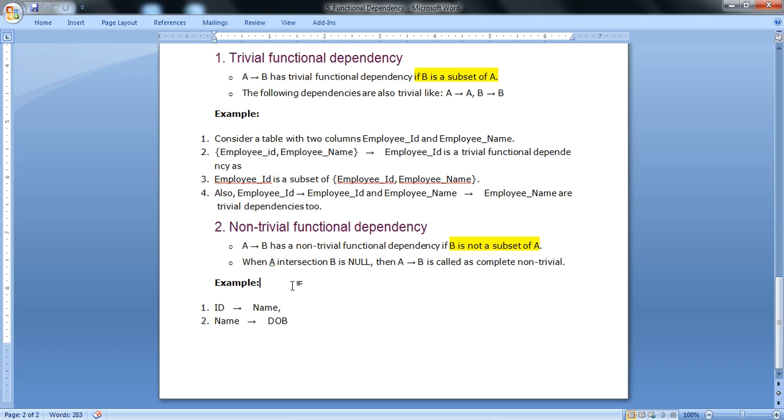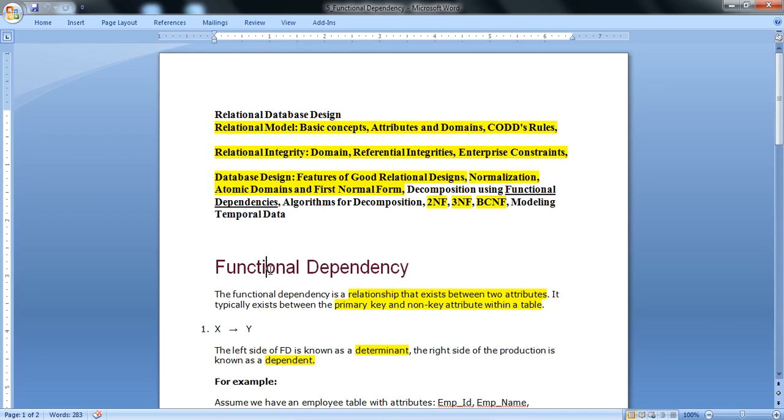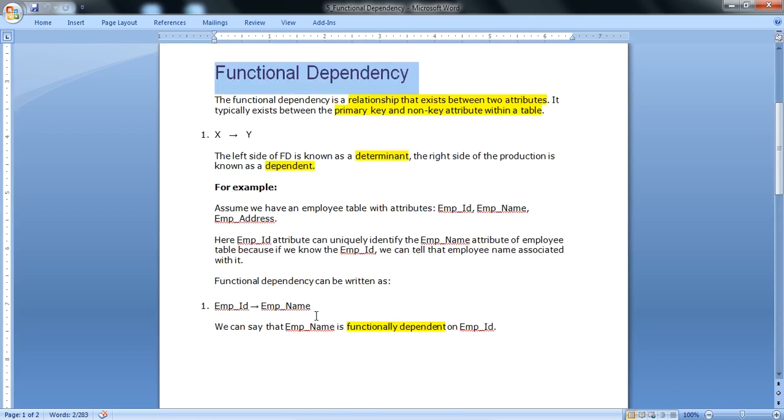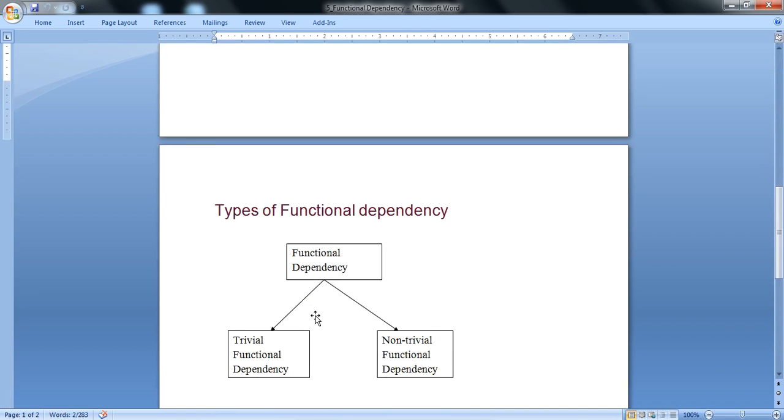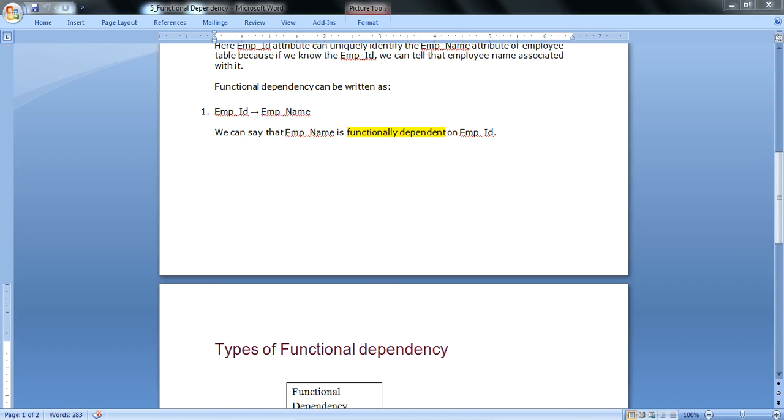These are concepts that are very important at the time of normalization, when we apply the different normalization rules like 1NF, 2NF, 3NF or BCNF. Okay, this is simply the explanation of functional dependency and its types, trivial and non-trivial. Thank you.